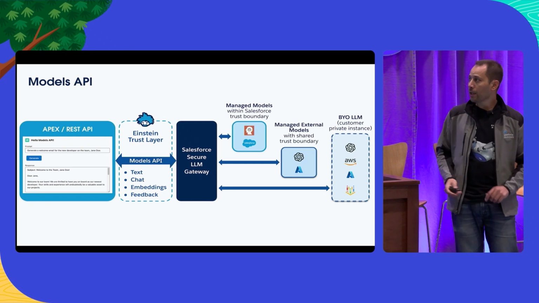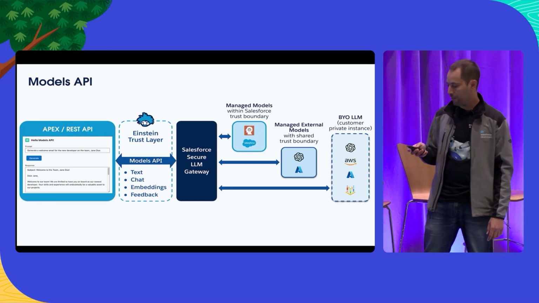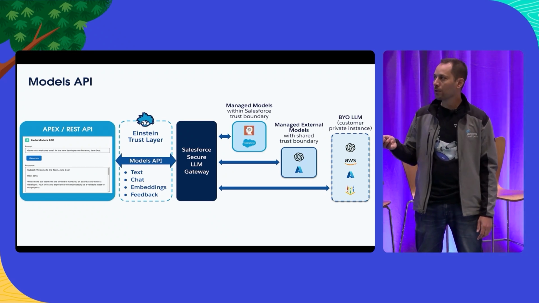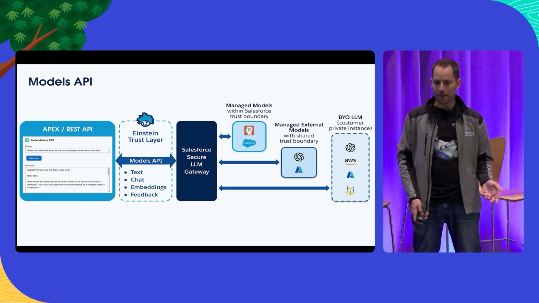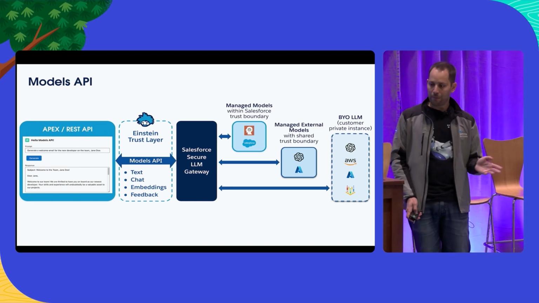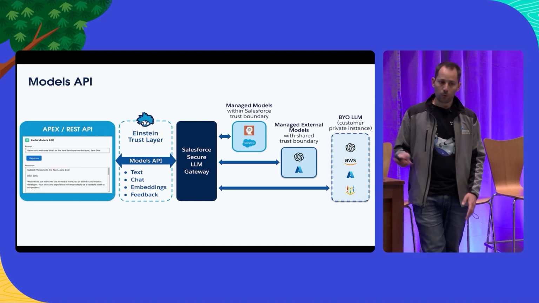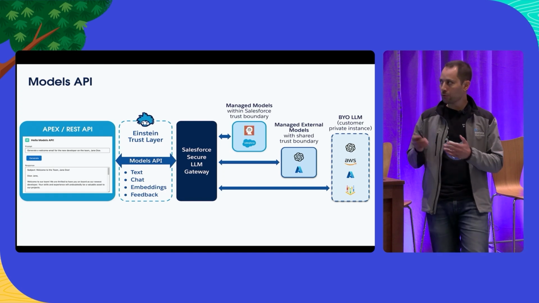How does it work? Here I've taken an example in which we have a third-party application. This one looks like a Lightning Web Component, but it could be an application built with React, another portal, or maybe an integration in some Python application, doesn't really matter. You can build your own UI and call the LLM through the Model API.